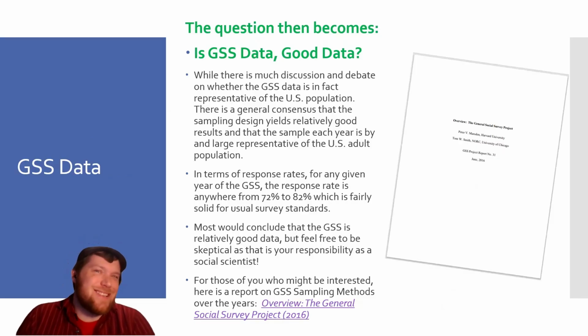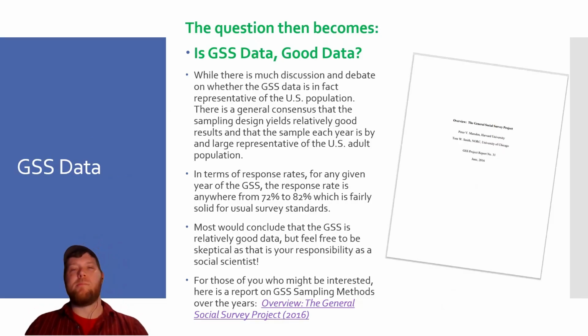So is the GSS good data? There are some critiques of the GSS and debate on whether it's a good representation of the US population. The general consensus is that the sampling design yields pretty good results, and the sample each year is, by and large, representative of the US adult population. In terms of response rates, for any year the GSS is usually somewhere between 72 and 82%.